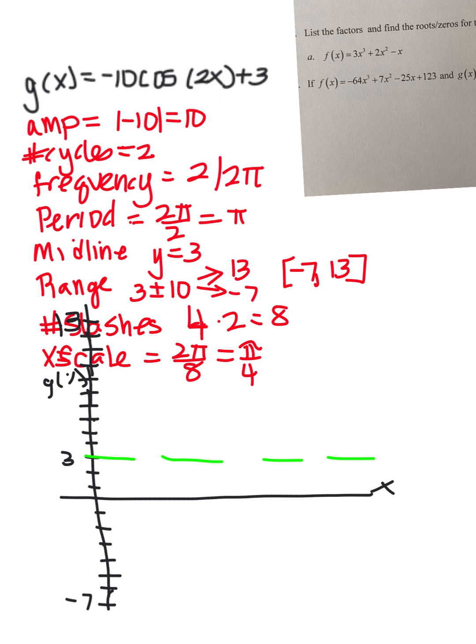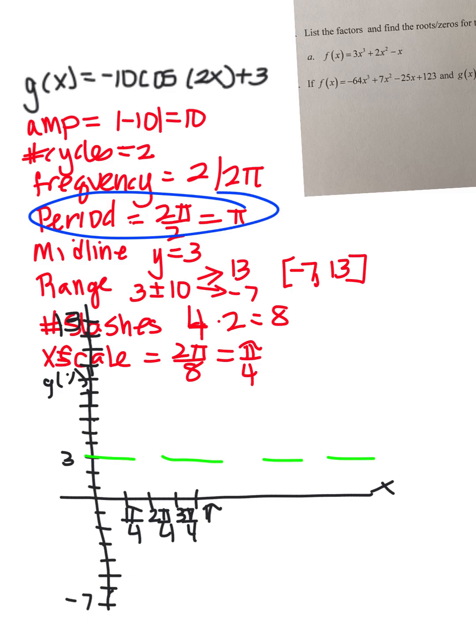All right, and now we're going to have 8 slashes. 1, 2, 3, 4. But remember, we only want one curve, so I'm only going to put 4 slashes. Remember, every 4 slashes is a curve. And then it's pi over 4, 2 pi over 4, 3 pi over 4, and then 4 pi over 4, which is pi, which makes sense because that's the period.